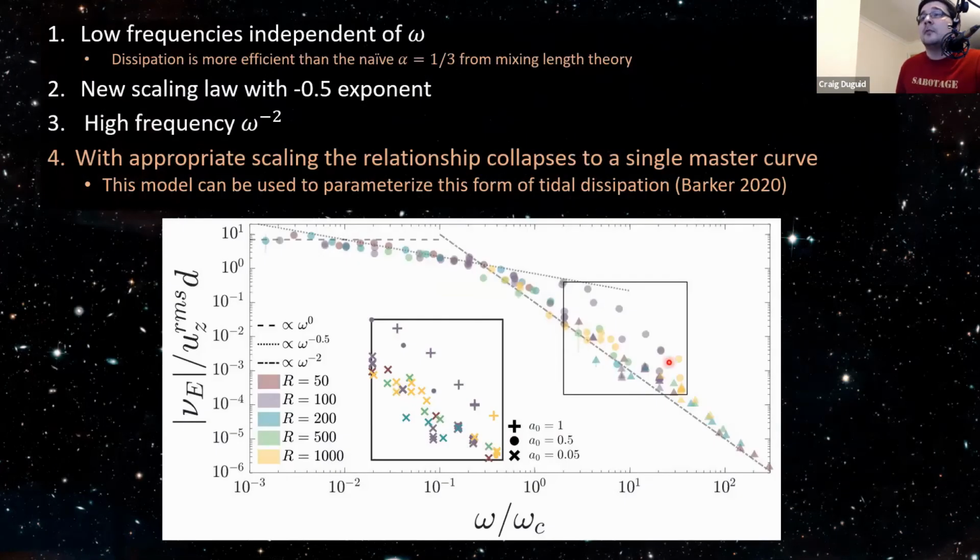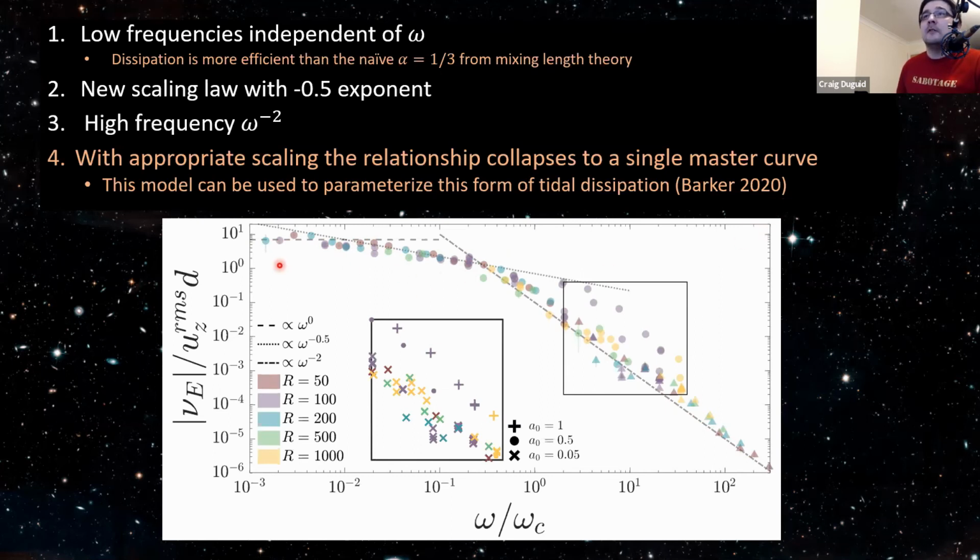Another key and important result that came out of this is if we pick a large enough box so that we're box size independent, and then we apply appropriate scalings to the effective viscosity and the tidal shear frequency, then we can collapse the effective viscosity trend onto a single master curve that is Rayleigh number independent. So this is quite an important result because this can then be used to parameterize the dissipation from this mechanism. And in fact, this has been done by Adrian Barker in his 2020 paper.